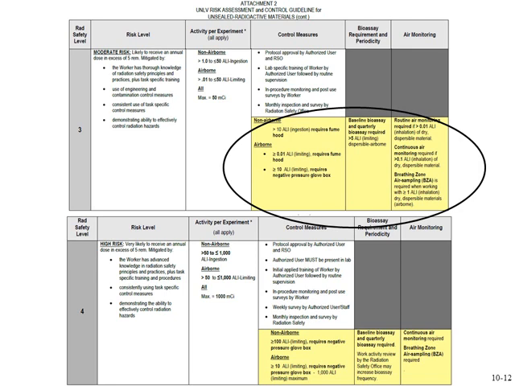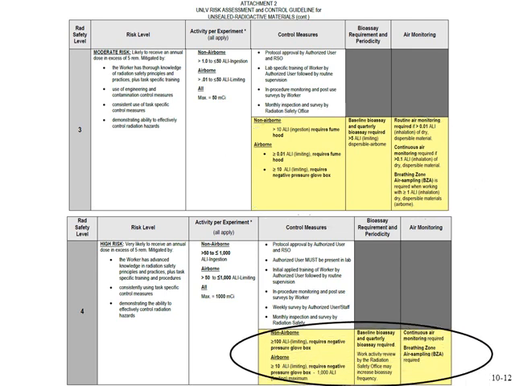And then for rad level 4, the levels are even higher. Again, there's requirements on using negative pressure glove boxes above certain ALI limits, and also interactions with the authorized user. So all this data is available, and one can use it to determine the risk levels or rad safety level for the experiment one is interested in performing.